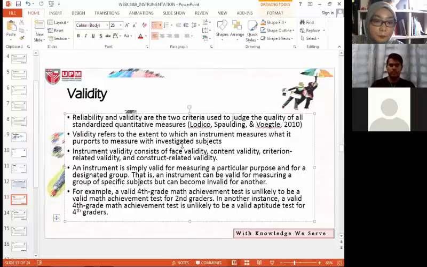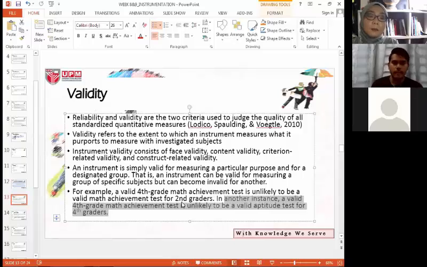For example, a valid 4th grade math achievement test is unlikely to be a valid math achievement test for 2nd graders. In another instance, a valid 4th grade math achievement test is unlikely to be a valid aptitude test for 4th graders. So the instrument is probably suitable for one study but not suitable for another study because of differences in respondents.